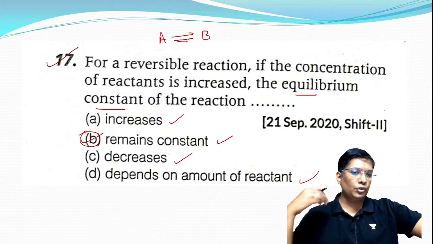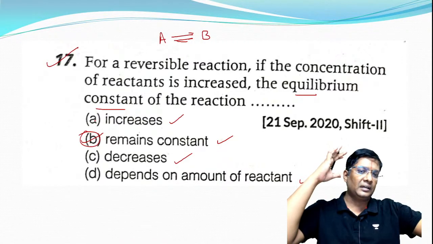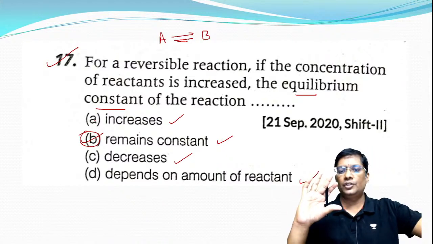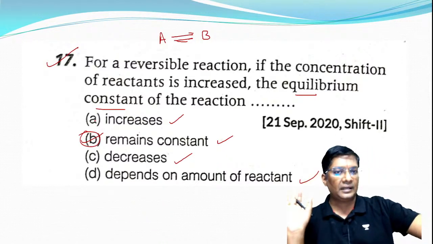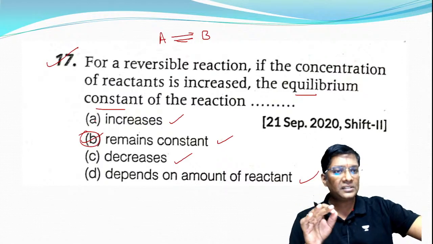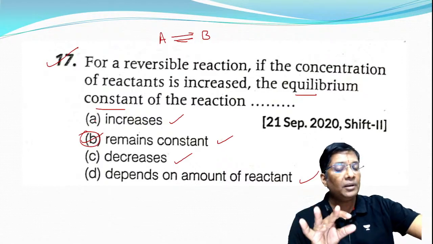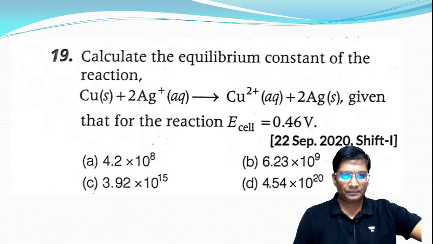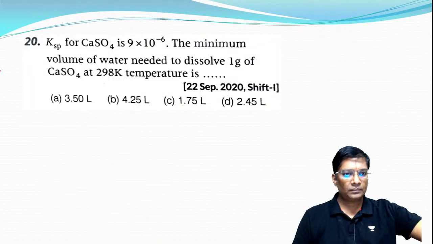So even though you are increasing the concentration of the reactants to double or 4 times or 100 times, whatever it may be, there is no change of equilibrium constant at all, because the equilibrium constant only depends on the concentration at equilibrium but not at initial. Got it? I think I'm clear. Wow, good. Coming to the next question.